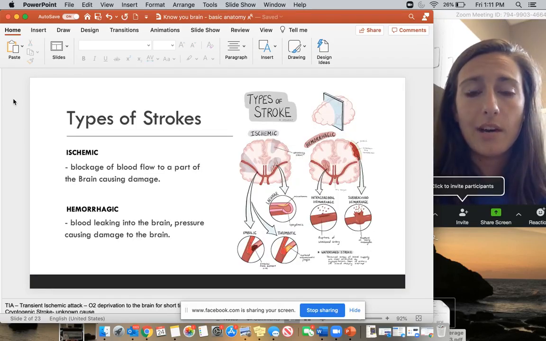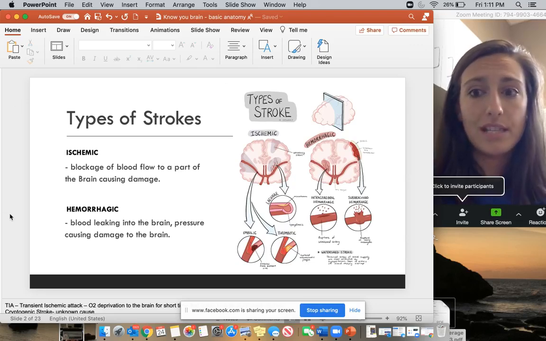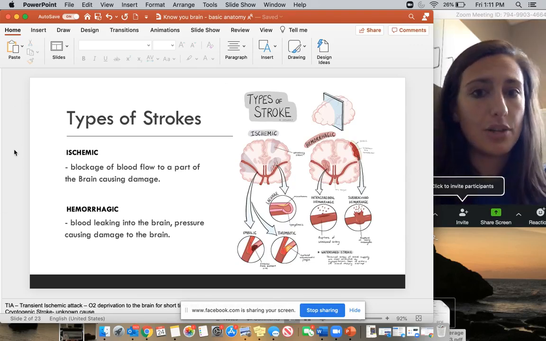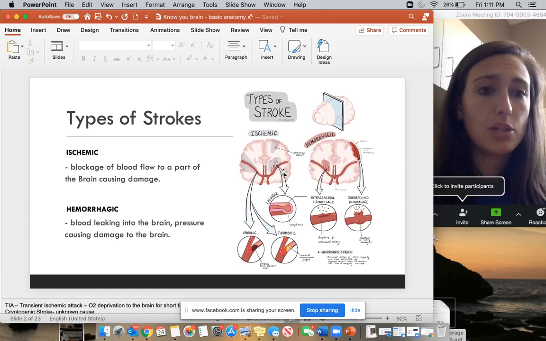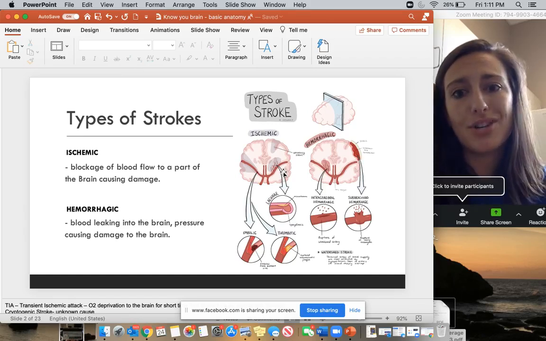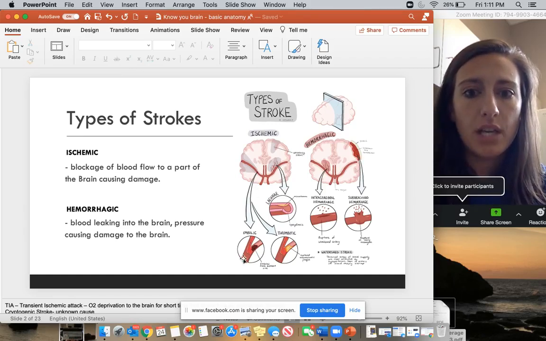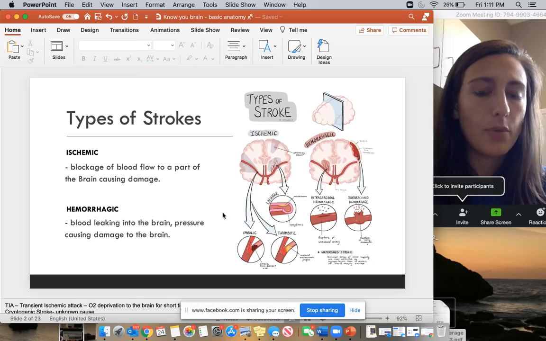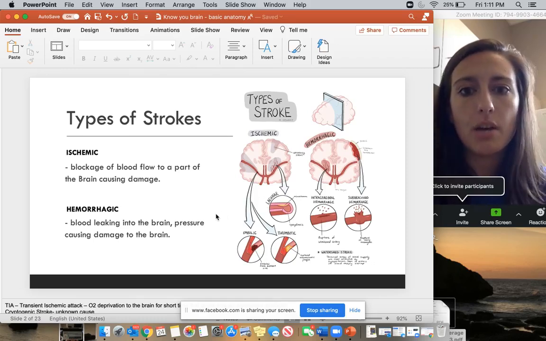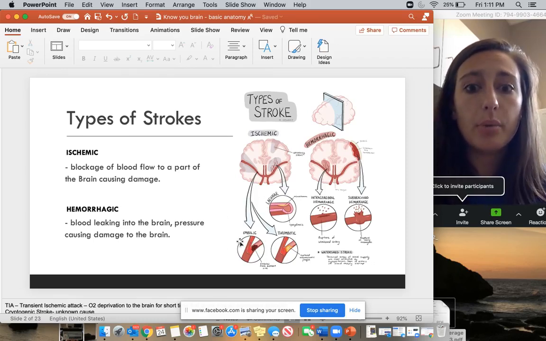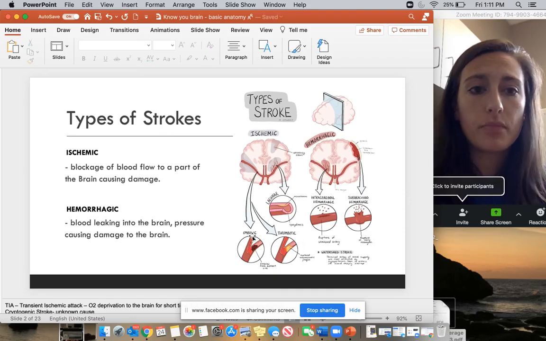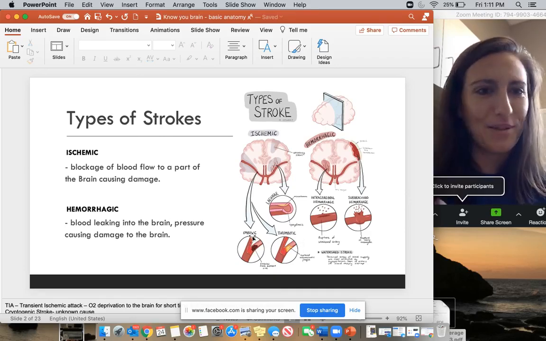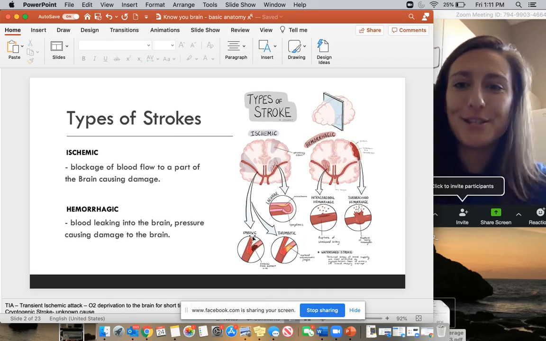There are various kinds of strokes here that you can see on the page. The two most common are ischemic strokes and hemorrhagic strokes. Ischemic stroke, as you can see in the picture right here, is when blood flow is blocked to a certain portion of the brain, which causes damage in those areas. There are different reasons that a blockage occurs, whether it be a blood clot from somewhere else in the body or narrowing of vessels in your brain.